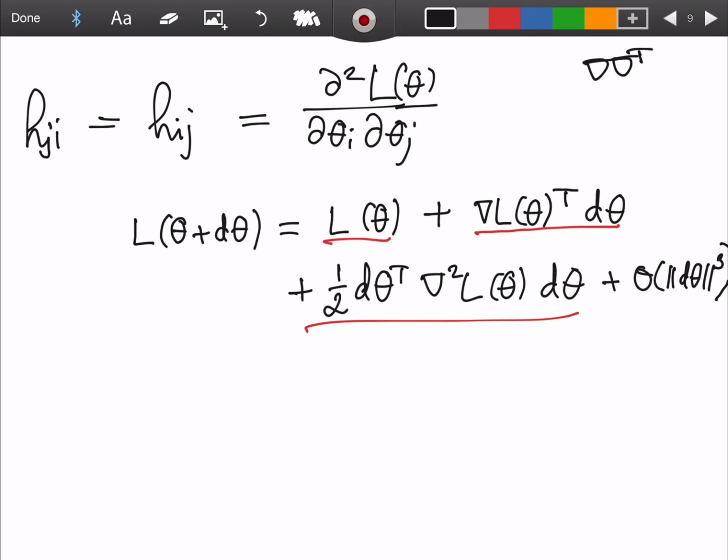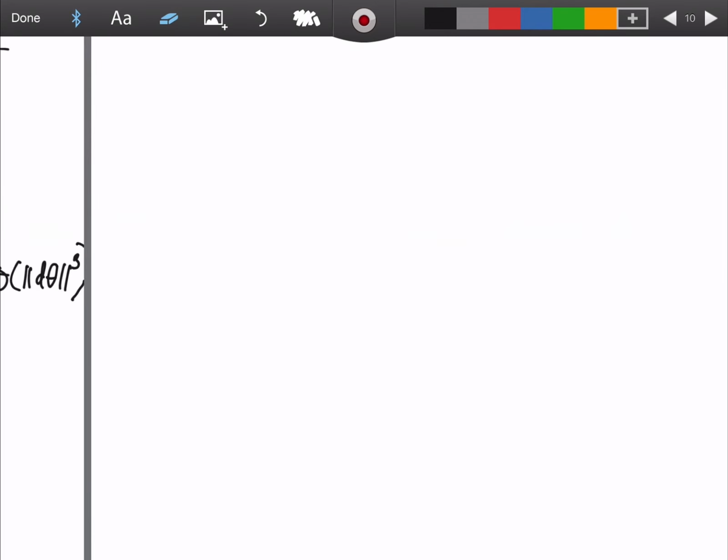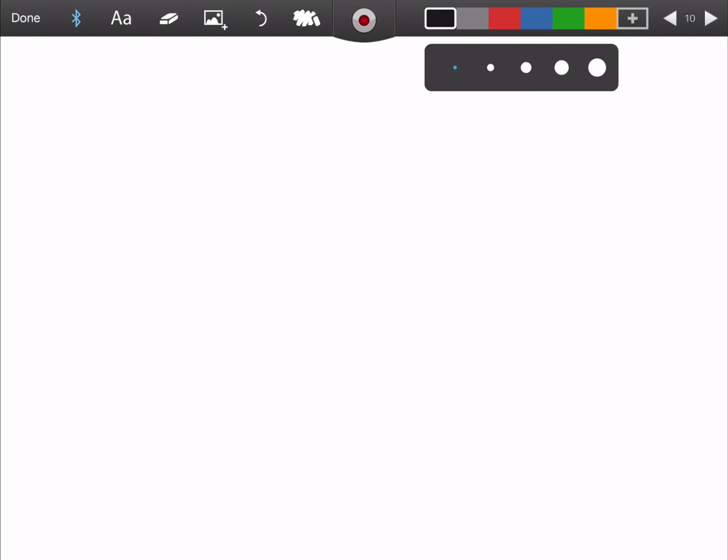Now, you can also interpret this geometrically, and we'll talk a little bit more about it in the video. So what is written here is a quadratic function in d theta. A quadratic function is basically a multi-dimensional generalization of a parabola. Let me draw some function of this kind. I can draw a two-dimensional function.